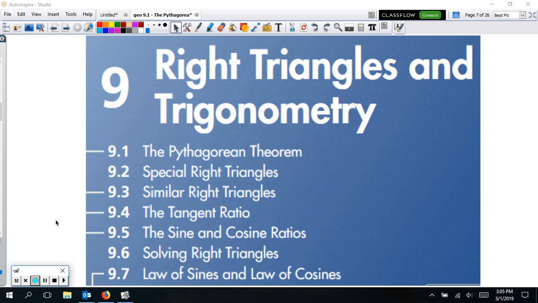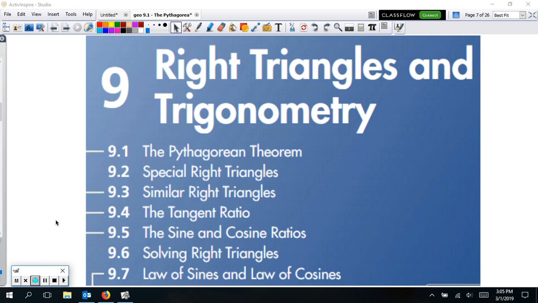Hey guys, welcome to Chapter 9 in Big Ideas. This is about right triangles and trigonometry. We're going to start off by looking at the very famous Pythagorean theorem, looking at some similar right triangles, and then we're going to get into some introductory stuff on trigonometry.